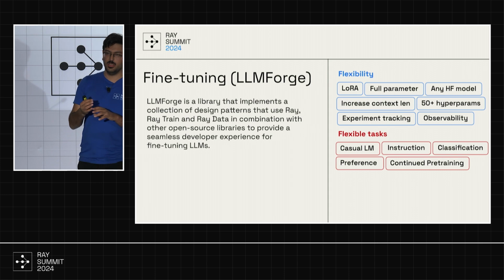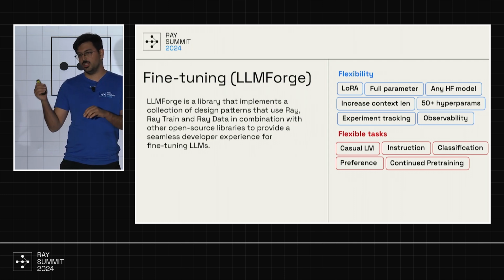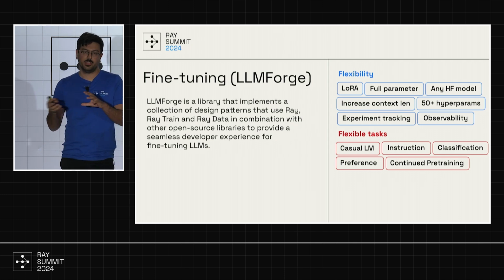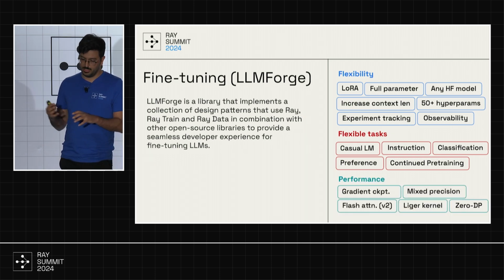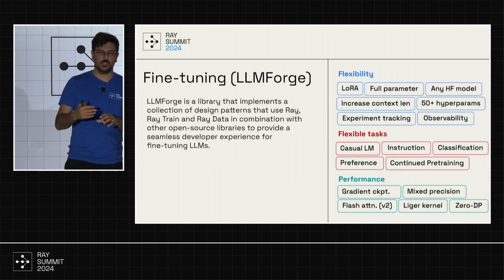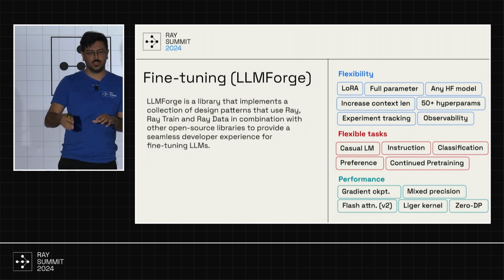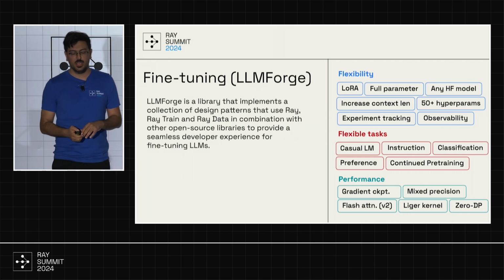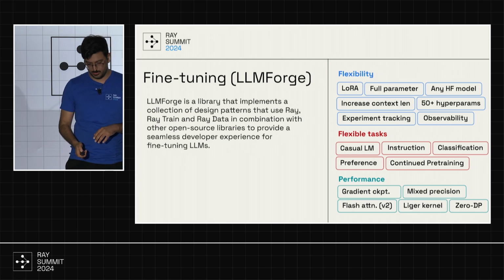You can do a wide variety of fine-tuning tasks. You can do causal language model training, instruction tuning, classification, preference tuning, or even continuous pre-training if you have large amounts of data and you want to do domain adaptation. And a lot of performance optimizations are baked in, like gradient checkpointing, mixed precision, the latest CUDA flash attention kernels, and Liger kernel, that are built from the open source. On top of this, we have a few proprietary features that I'm going to talk about next.